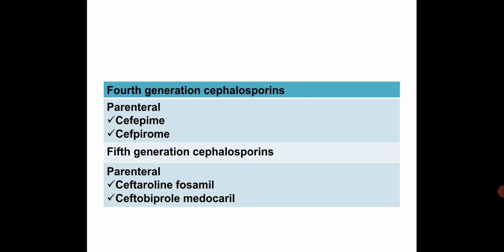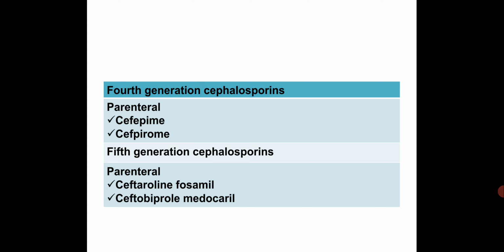Then move to the fourth generation cephalosporins. The fourth generation contains "pi": cefepime and cefpirome. These are parenteral drugs. Then the fifth generation cephalosporins contain "rol": ceftaroline fosamil and ceftobiprole medocaril.